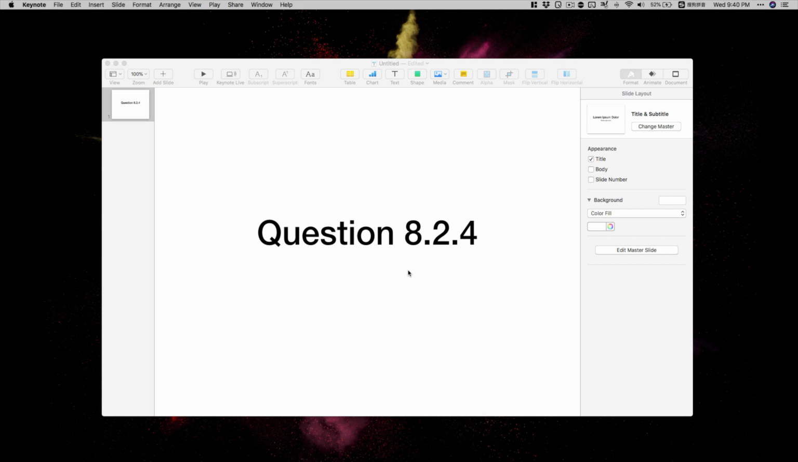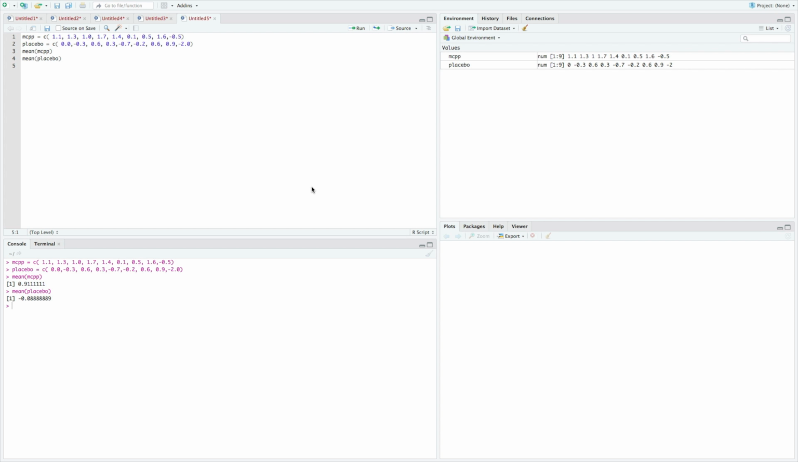The first question is about the two-sample t-test, and more importantly, it is paired two-sample t-test because we collect the MCPP measure and the placebo measure from the same individual, and by doing so, we can eliminate the individual variability. I have typed in the 2 groups of data and also calculated the mean of each of the groups in order to verify that we have typed in the data accurately.